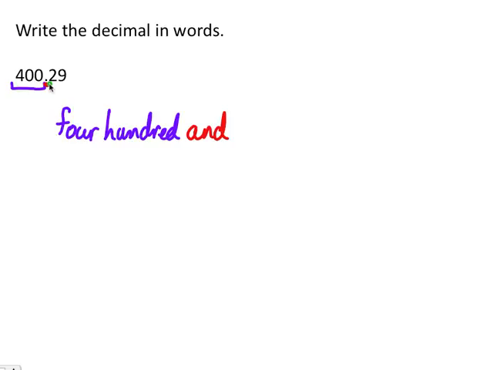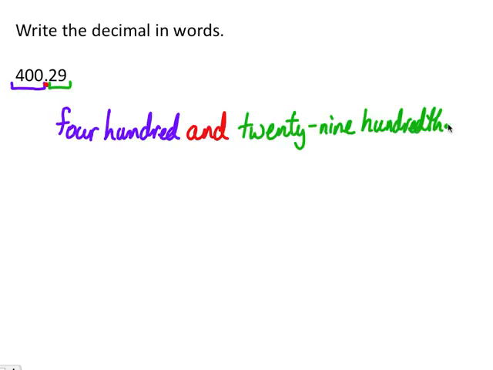Then, after the decimal point, what you do is you say that number as if it was its own separate whole number. So that is 29. Remember, 29 has a hyphen in it. And then one last thing, we need to know what decimal place that ends in. So that's the tenths place and then the hundredths place. So it's 29 hundredths. And make sure that you put a "ths" on the end of that so that we know that you're on the decimal side. So the correct way to say that word is 429 hundredths.